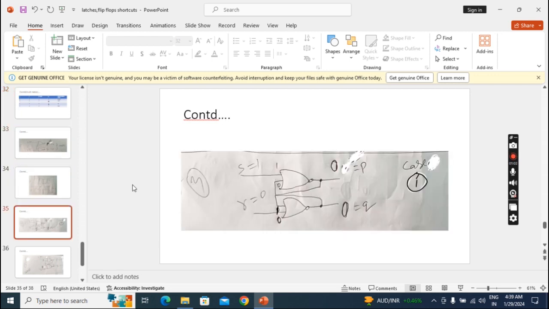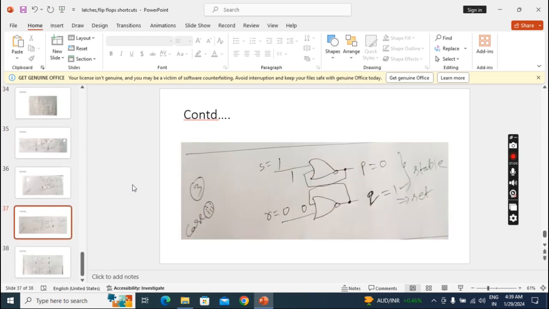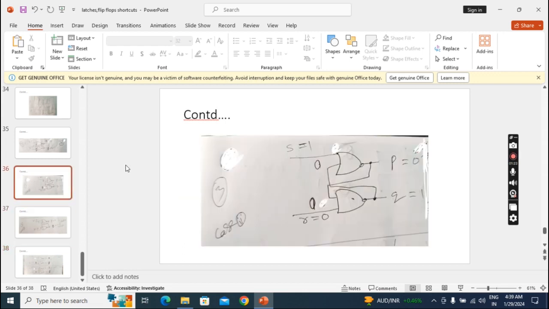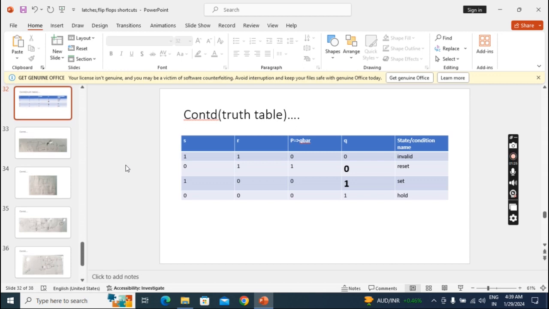Then last condition. Now 0, 0 I am applying. So when I fed back, I got 0, 1. And when I check for stable, I got 0. So this fourth condition output is the same as the third condition. So this is called hold. So when I apply 0, 0, the circuit becomes hold.